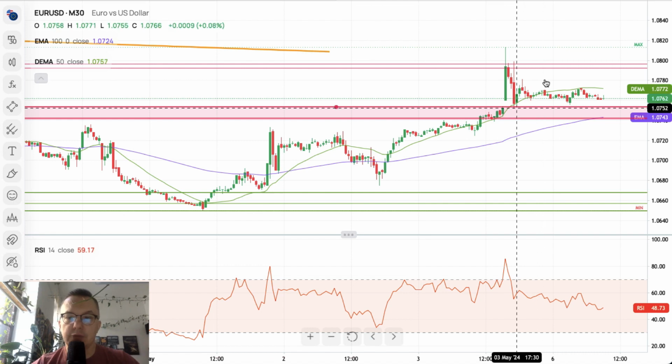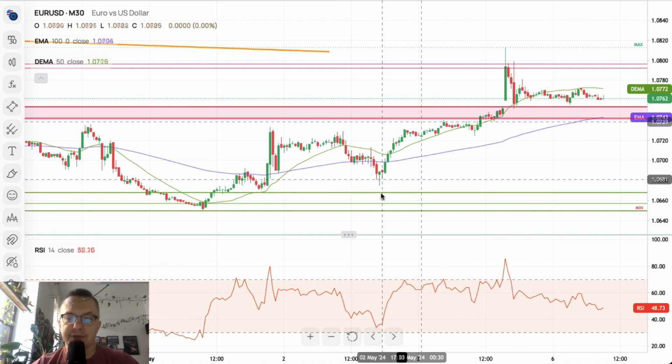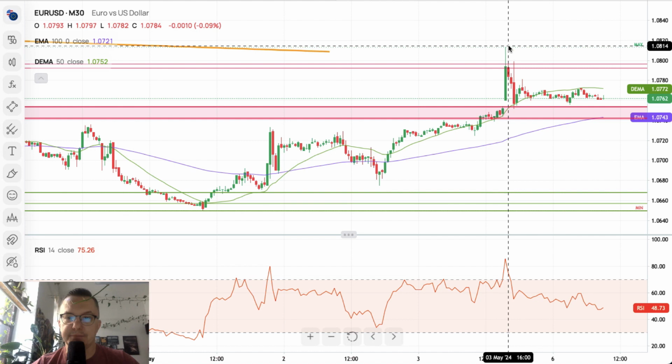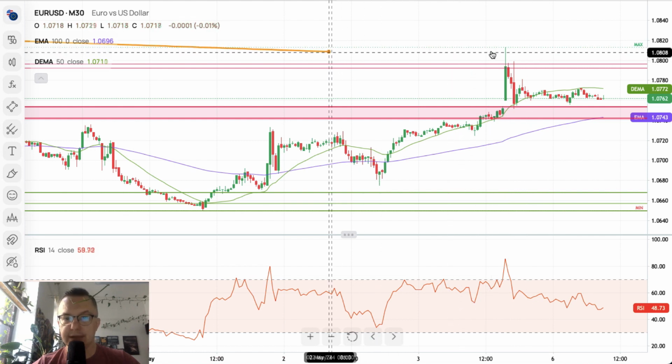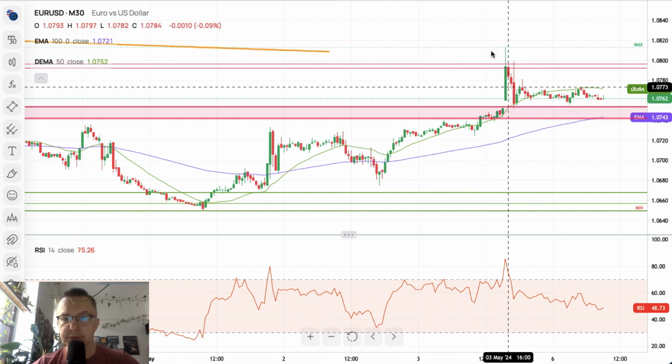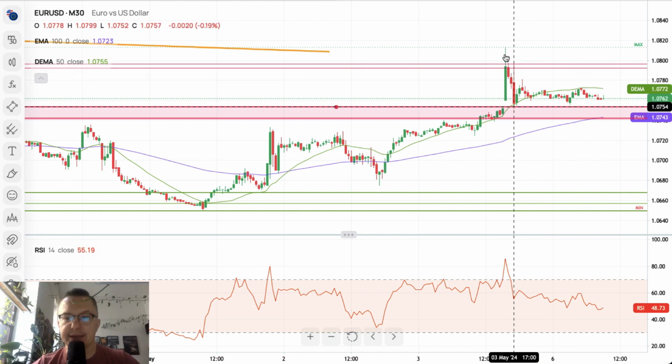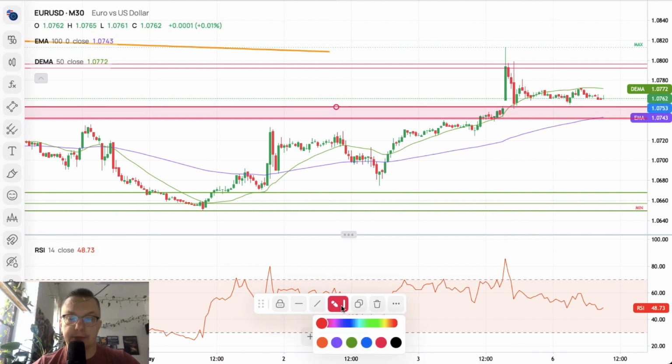The 30-minute chart of the euro dollar on a very short time frame, as you can see, is showing us a very nice bounce to the upside, and a local high that was made at 1.0813. Then we got the reverse down towards that. This will be the intraday technical support for now.